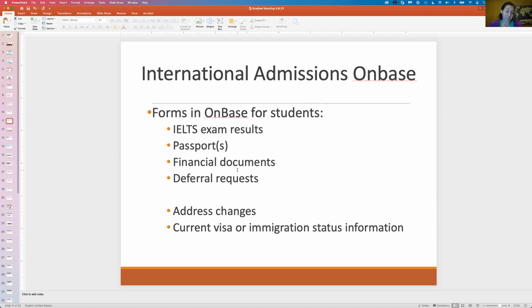And if a student needs to defer for whatever reason, which we have seen a fair amount of in the last year, we also have a deferral form available for a student to fill out on OnBase. In previous semesters, they would email us, but we have such a high volume right now that the form has been really helpful to get through those requests faster. So those are more for your students in the application process. If students need to change addresses or update their visa immigration status, we also have OnBase forms for that as well.